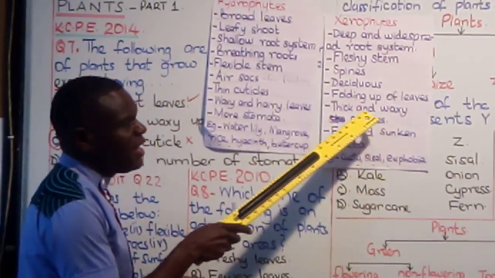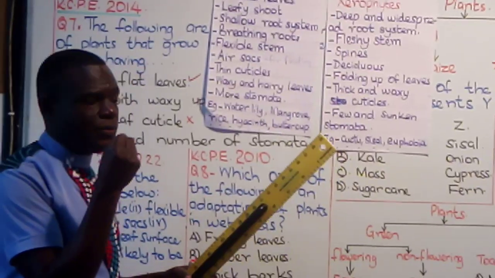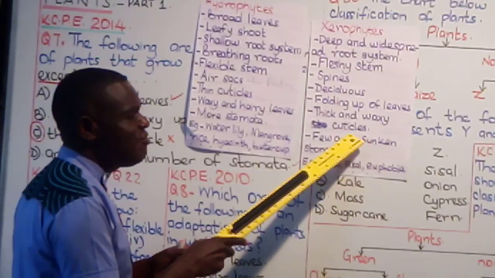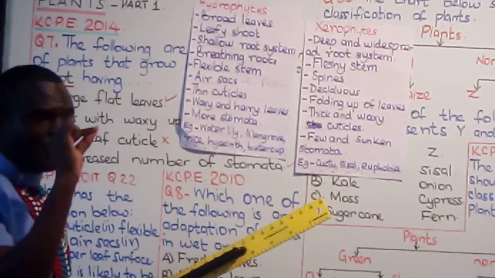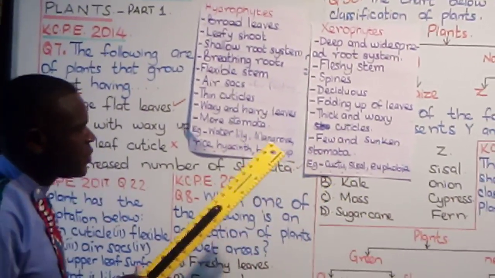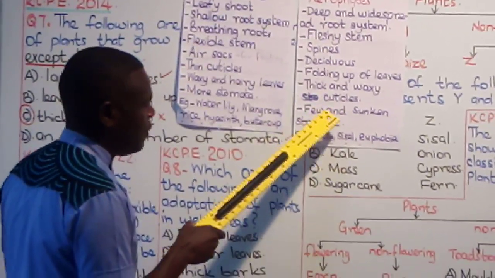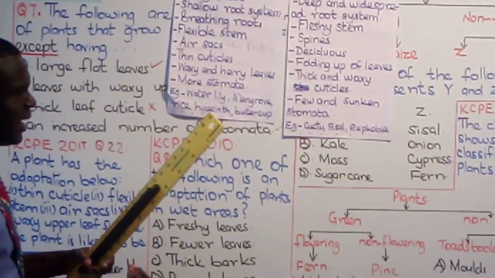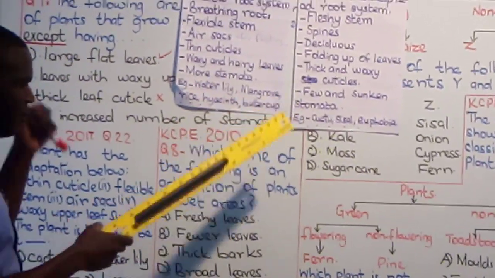The ones that have their leaves present are folding. The leaves are folded so as to check the rate of transpiration. They have thick and waxy cuticles. The covering on the leaves is thick to reduce the direct sun heat that would cause a lot of transpiration. They have to control the loss of water in the leaves. And then few and sunken stomata, hidden, mostly on the underside, not directly in the sun, to check the rate of transpiration.